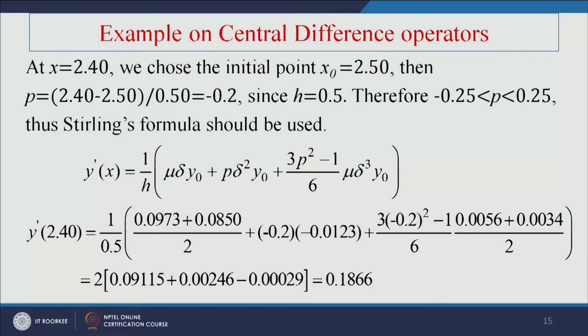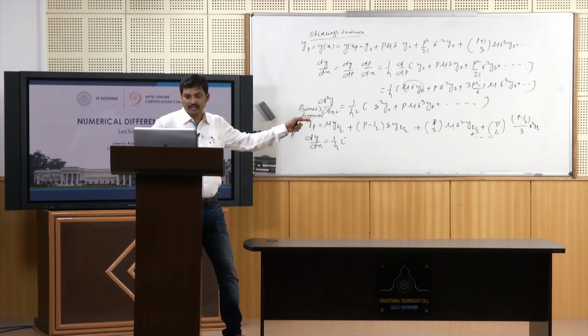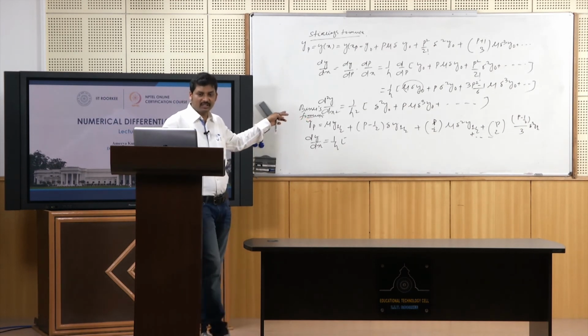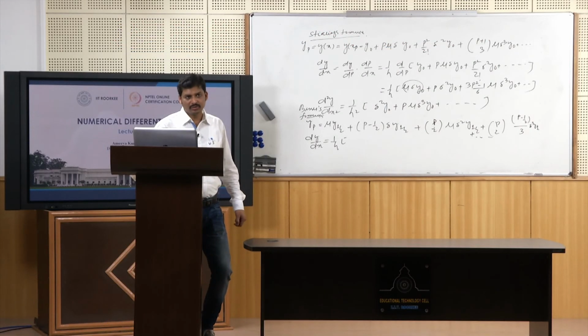Suppose the value asked is this derivative at 2.40. So we can put y dash x defined as 1 by h, mu delta of y0 plus p delta square of y0 plus 3p square minus 1 by 6 mu delta q of y0. Here h is 0.5, so 1 by 0.5. So the average of these two: mu delta can be written as delta y of 1 plus delta y 0 by 2, so it can be written as 0.0973 plus 0.0850 by 2.